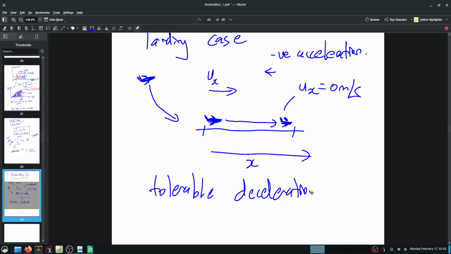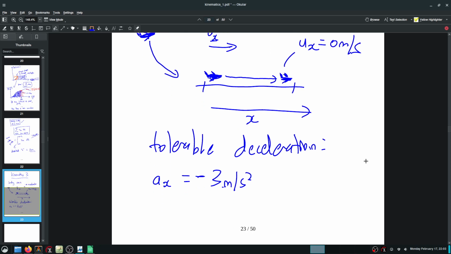Maybe 3 meters per second squared. Of course, you can adjust this value as and how you like, and the runway length will differ, but let's just use 3 meters per second squared here. So I'll say ax equals minus 3 meters per second squared, minus because it's going in the negative x direction, whereas the velocity is going in the positive x direction, or the plane is going in the positive x direction.